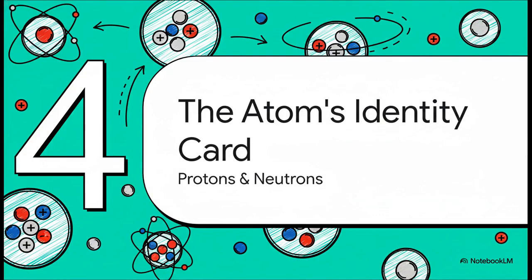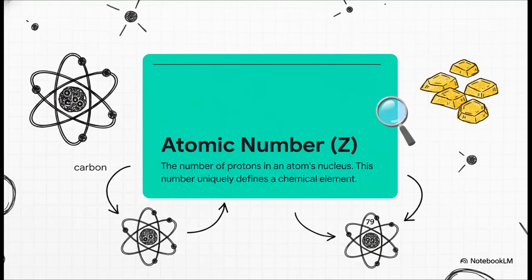Okay, so now that we have this bizarre, fuzzy quantum picture in our heads, let's get back to something a little more concrete. How do we actually tell one type of atom from another? Well, it all comes down to what's going on in the nucleus. An element's entire identity comes down to one thing: its atomic number. And that's just the number of protons in its nucleus. It's like the atom's unique ID number. Every single atom in the universe with 6 protons is a carbon atom. Every atom with 79 protons is gold, no exceptions. If you change the number of protons, you have a completely different element.